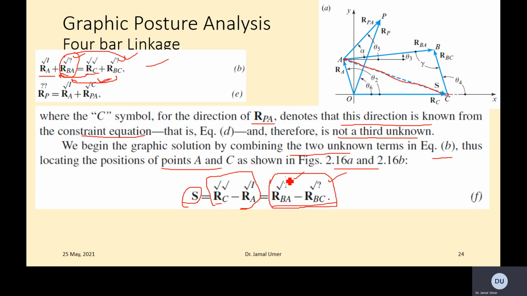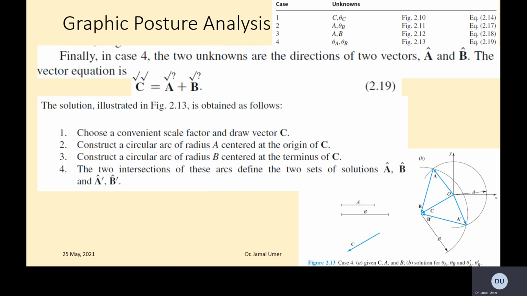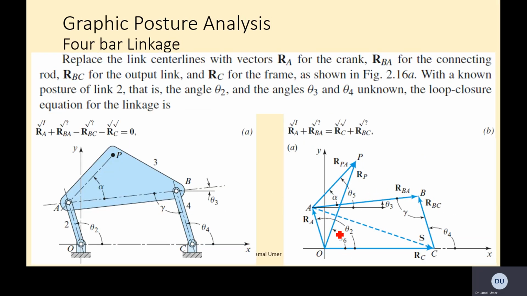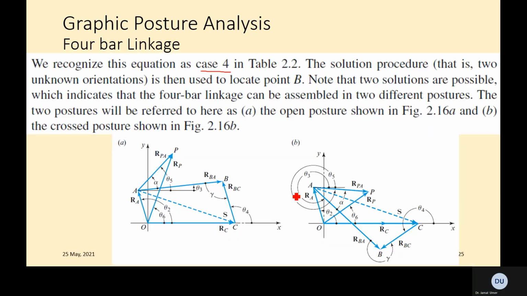What is case 4? Where two angles are unknown. I'll just go back. So in case 4 we had two unknowns, the angles are unknown basically. So in table 2.2, the solution procedure is for two unknown orientations. It is then used to locate point B. So now using that one we can locate where the point B would be basically.